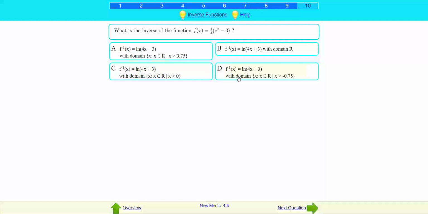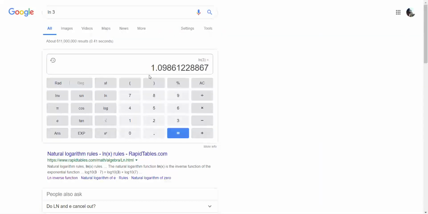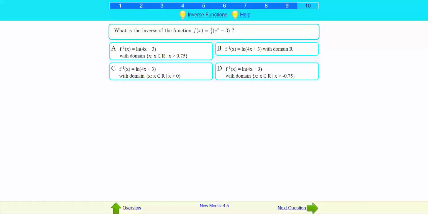Let me try to get ln of 3. So we get a calculator. This is the ln of 3, 1.09. That doesn't really help. It's not true. So is it domains with domain R? Yeah, why not?